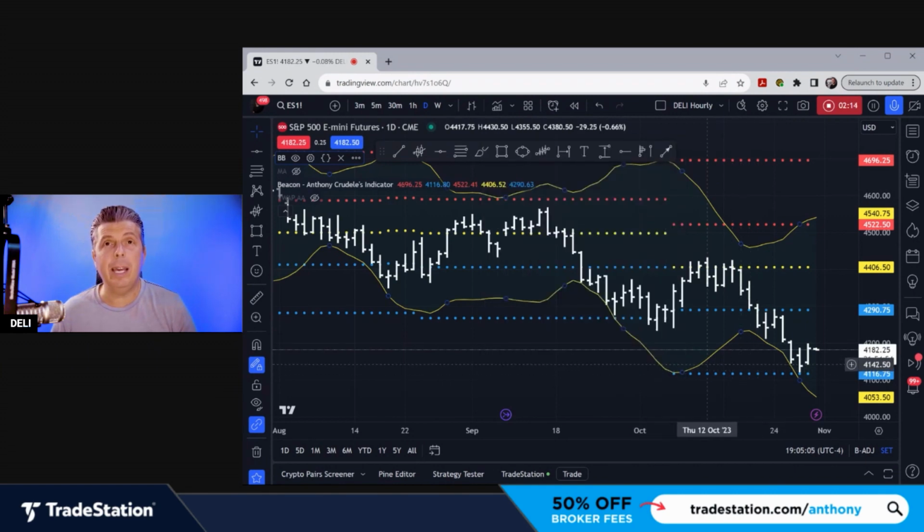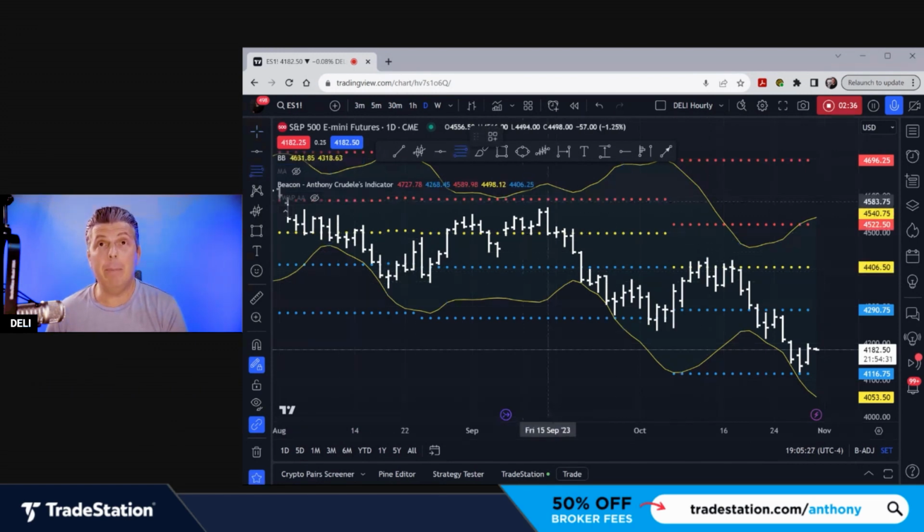Also, you will see these support and resistance lines. You have the blue for support, yellow for neutral, red for resistance. Those are my Beacon levels. It's a free indicator on TradingView. There's a link down below in the description that will take you to TradingView, and if you're in TradingView, you can go there and get it. It's free. It's open source. And I'll show you real quick what it is.